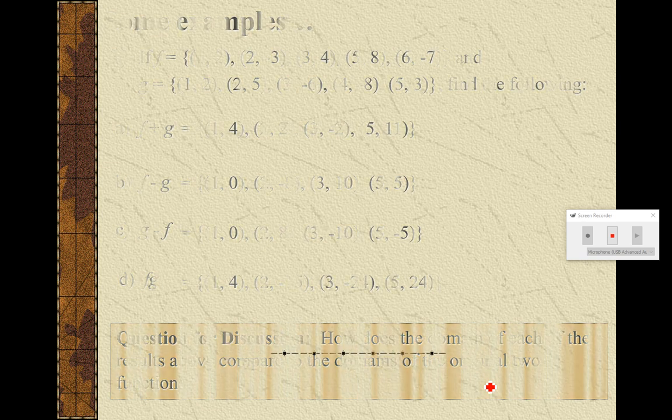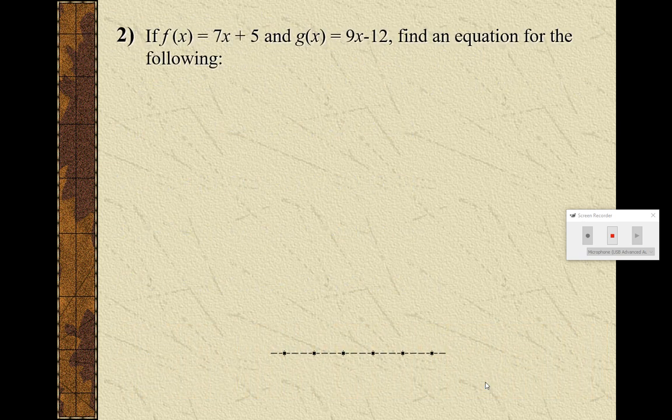How to do it with equations? It's even easier. If f at x equals 7x plus 5 and g at x equals 9x minus 12, and you've got the equations and they ask you for f minus g, you just take f algebraically and subtract g algebraically, right? This is no problem. There's no big idea problem here at all.